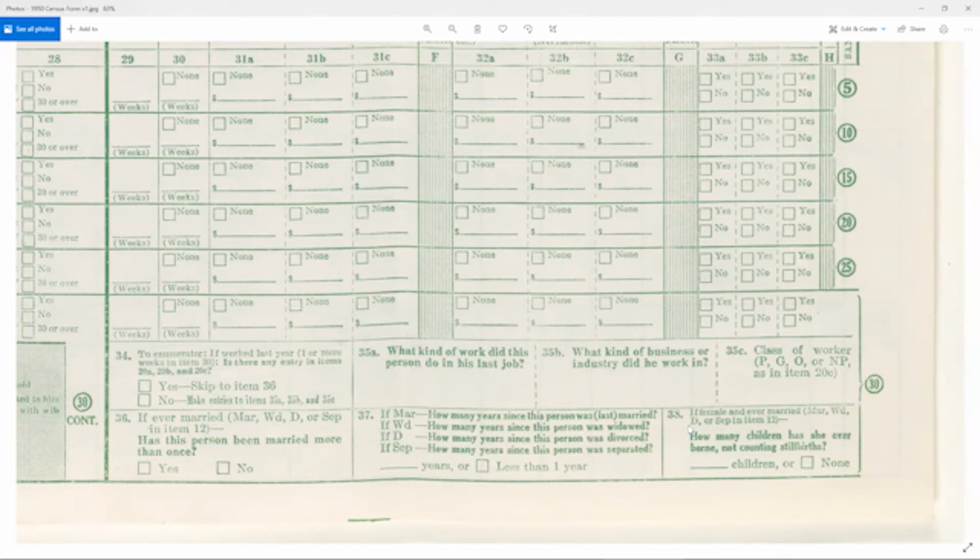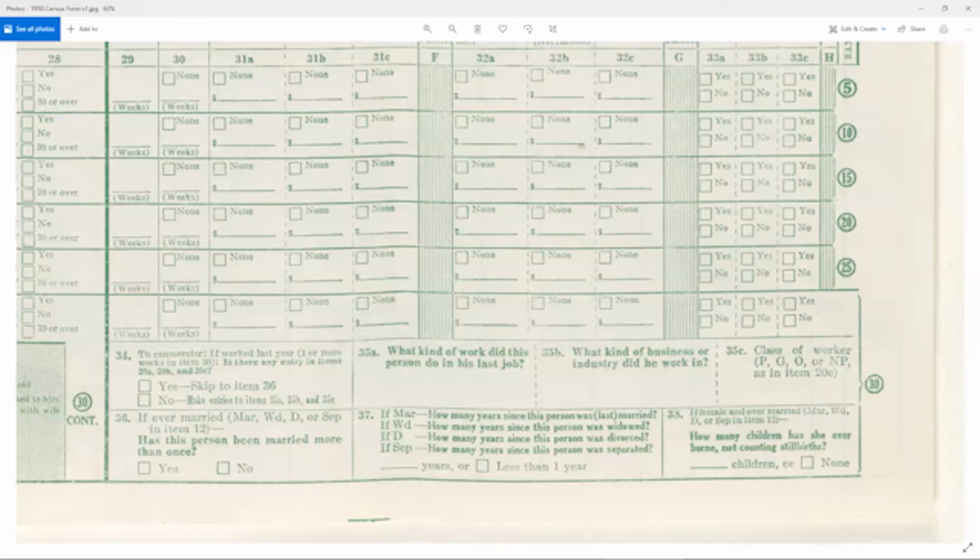And then finally, if female, now here's the kicker, and ever married, meaning they were married, widowed, divorced, or separated in item 12. How many children has she ever born, not counting stillbirths? And they either put the number of children or none.